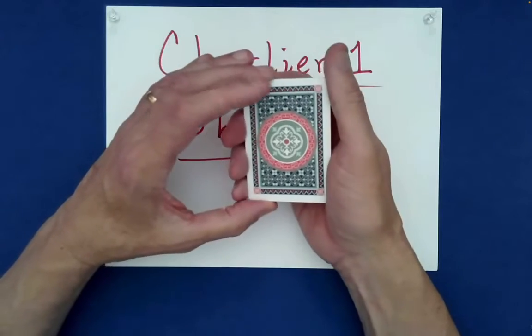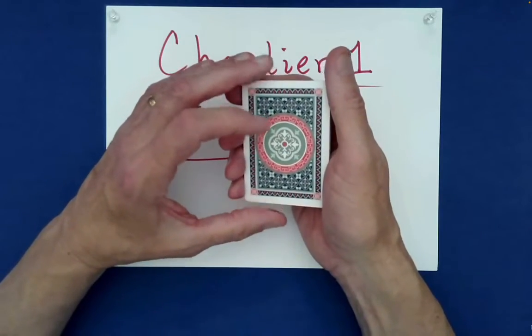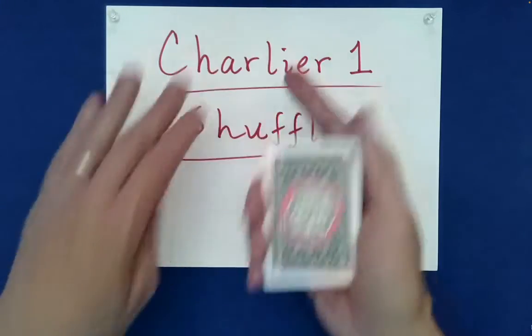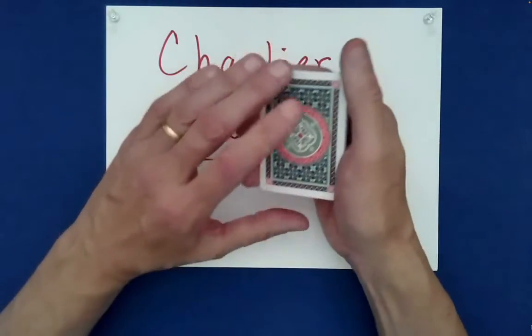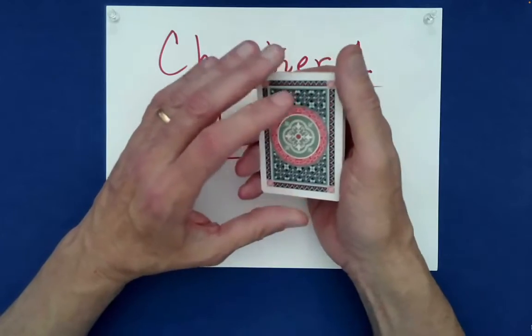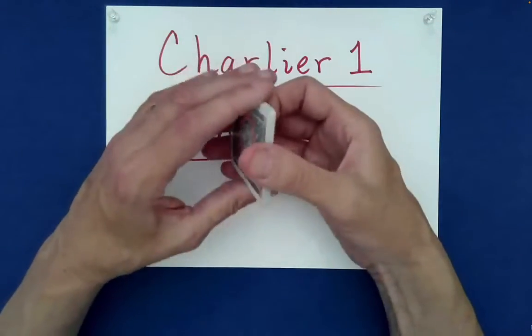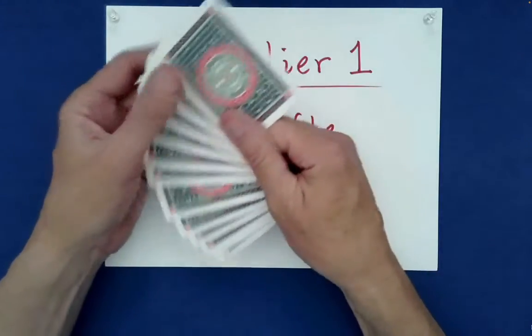Well, that's a lot of scrambling of the cards. So you would think that the cards are mixed, maybe not as well as a full Charlier shuffle, but still certainly beyond the knowledge of anyone, okay? But I just want to show you here that that's actually not the case.